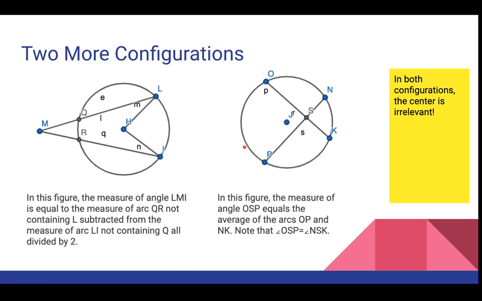Okay. So notice in both configurations, the center is irrelevant, right? Although we have the center marked H and we have these segments, HL and HI, it doesn't really matter, since we just care about arcs QR and LI. And in this figure, the center J is just by itself. So we don't even use J.